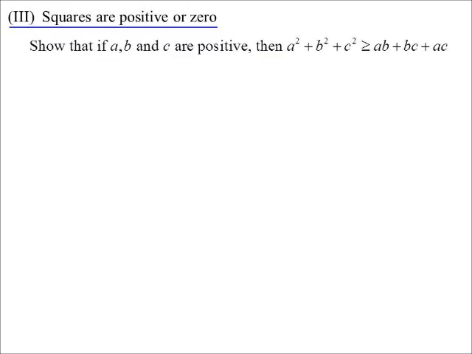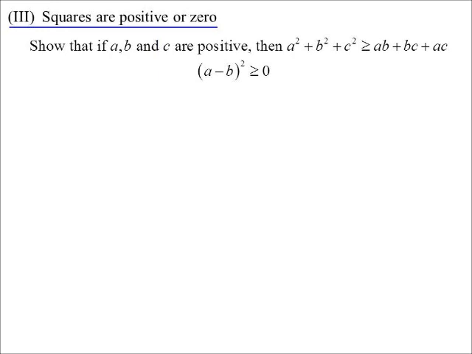Here is a classic inequality. Show that if A, B and C are always positive, then A squared plus B squared plus C squared is greater than or equal to AB plus BC plus AC. It's actually quite a common little question. And I'm going to start with a fact. And that fact is that A minus B all squared is greater than or equal to 0. I know that to be true.